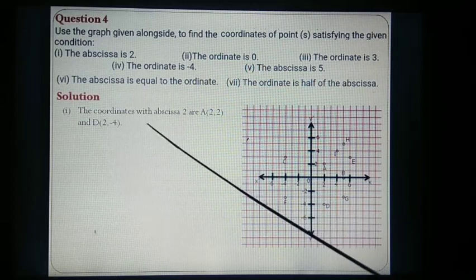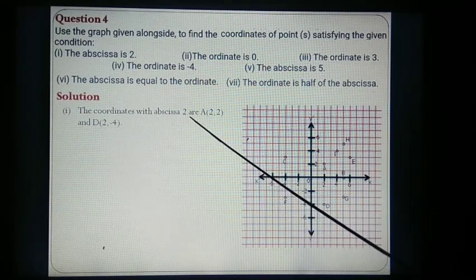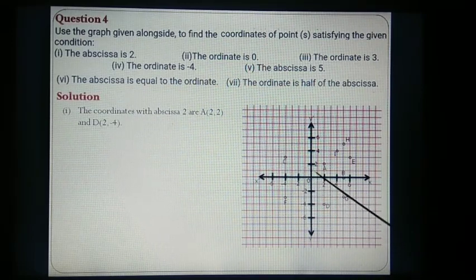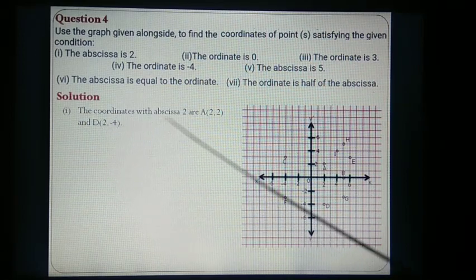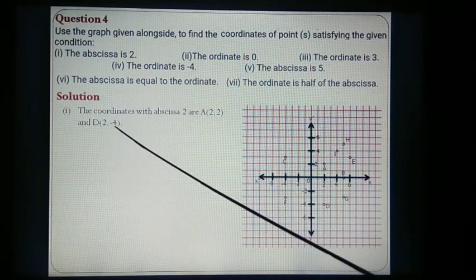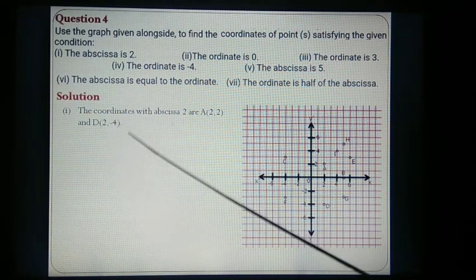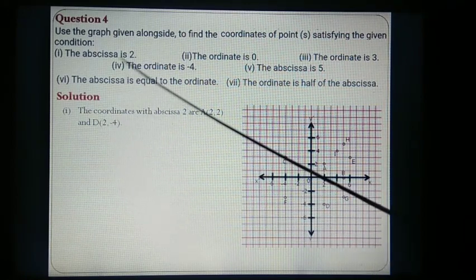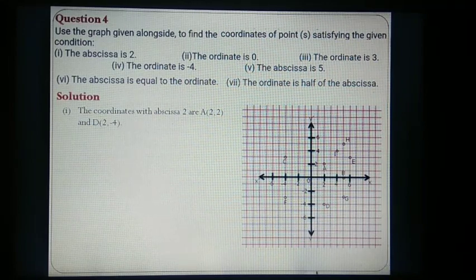So solution number 1: the coordinates with abscissa 2 are A, that is 2 comma 2. So you have to count from the graph, and the coordinate with D is 2 comma minus 4. Okay, so for the first one, the answer is this one.